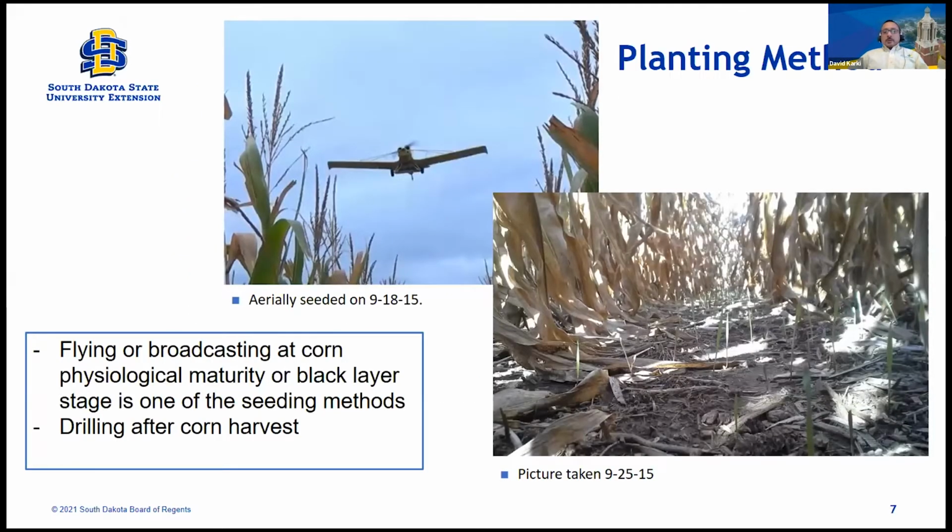Here are some pictures of planting cover crop, cereal rye, into corn. We suggest following corn, then following soybeans. When you're thinking about a corn crop out in the field, it's logical to go around the first week of September, when the corn starts opening up the canopy, and broadcast seed through an airplane, or go immediately after harvesting corn and drill seed your cereal rye.